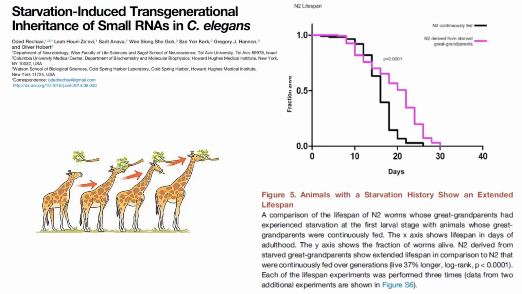All right, so the last thing I want to talk about before we just open it up. This is an experiment from Oded Rechavi, who is one of the more creative and interesting biologists out there. And these are people in his lab, and Oliver Hobart, I think, was his postdoc advisor. So what I have shown here represents Lamarckian evolution. You guys remember Lamarck? He's the guy that was wrong, right?